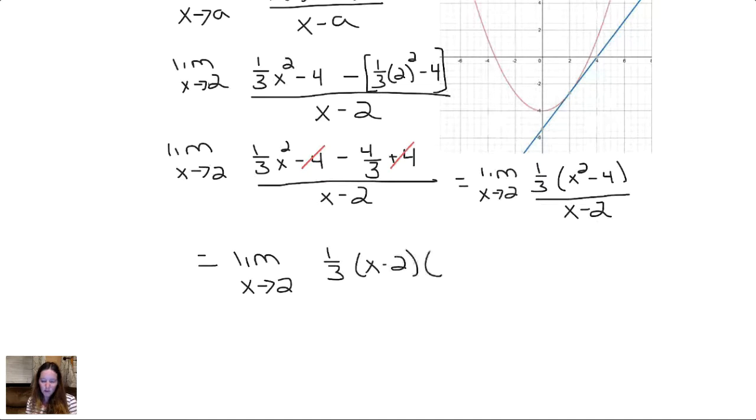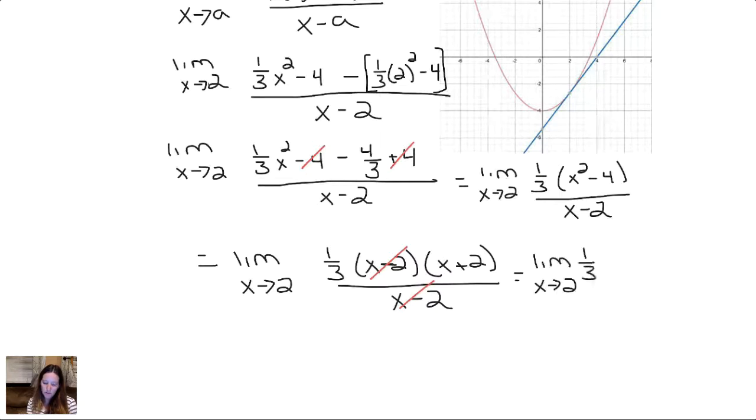Difference of 2 squares. And so then we have the awesomeness that is reducing, right? So we've got 1/3 (x minus 2)(x plus 2). The x minus 2's cancel, which now gives us the limit as x approaches 2 of 1/3 (x plus 2).